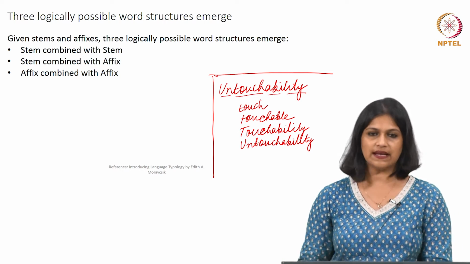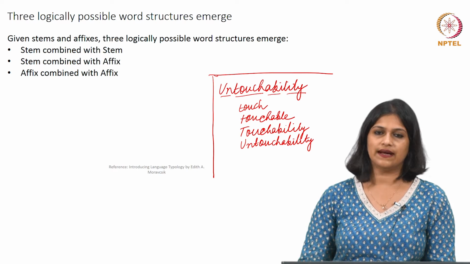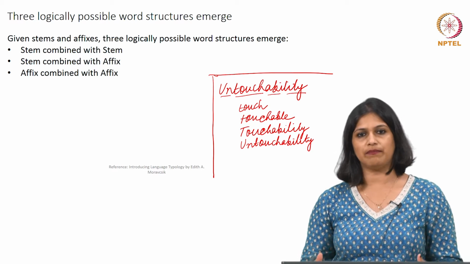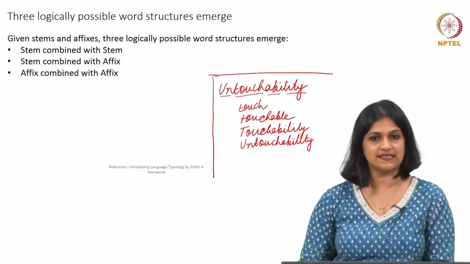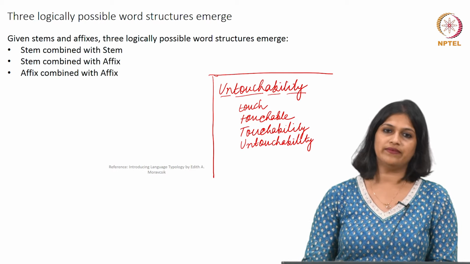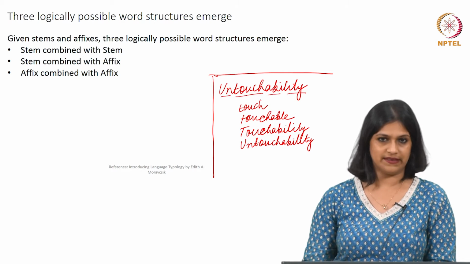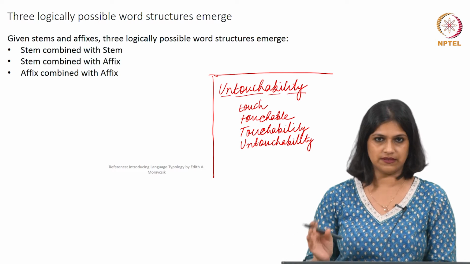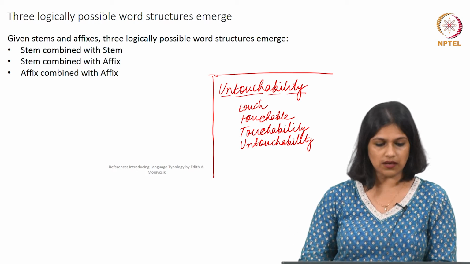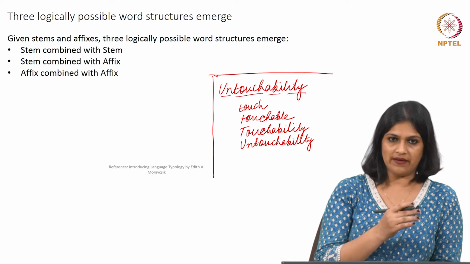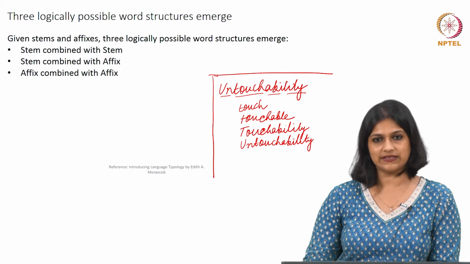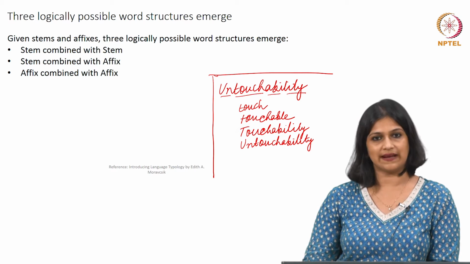So, the first type that I am going to talk about is when one stem is combined with another stem. So, that is the first type. The second type is when we are combining a stem with an affix, whether it is a prefix or a suffix will be decided on the basis of the selection of the word. Then the third one is when we have an affix combined with another affix, which is actually a rare thing in most of the world's languages.